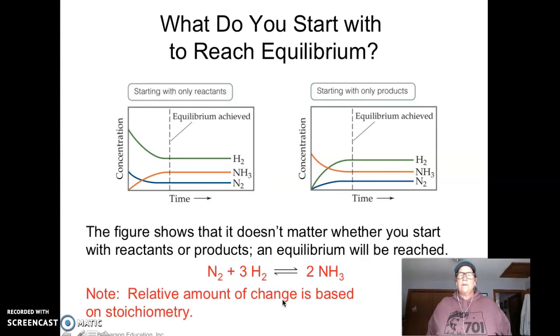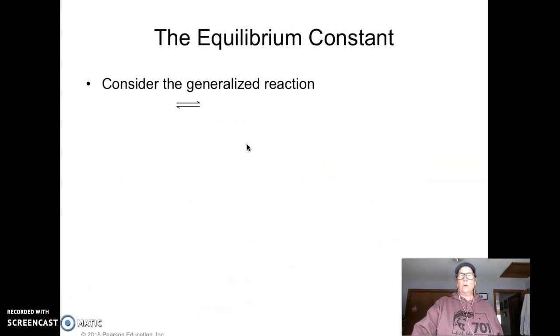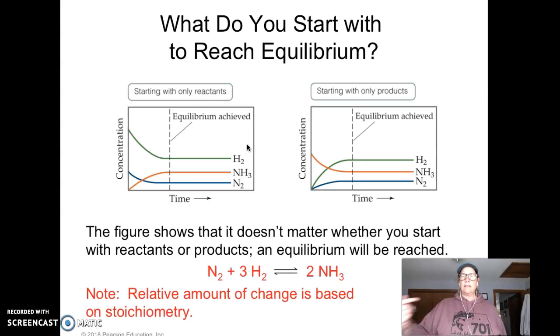Relative amount of change is based on stoichiometry. That's why if there's a 3 in front of this, you have to use it in your problem. You have to put a 3, it's to the third power. So you can't forget about those coefficients. Okay, so I think we're going to quit here, because the next part I'm going to show you how to actually determine it.